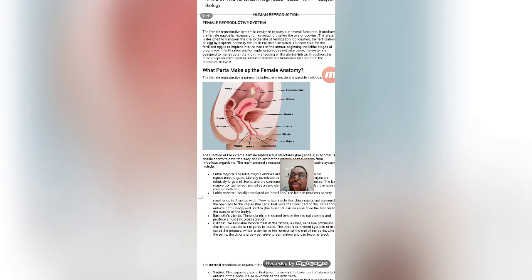When we come to the external female reproductive system, it has two functions. First, it has to enable the sperm to enter inside the female reproductive system. Number two, it has to protect the body from infectious organisms. These two things they have to do naturally. So we are going to see what the male and the female reproductive system external structures are.